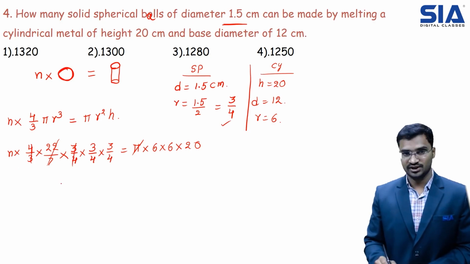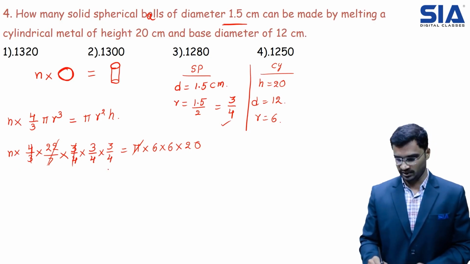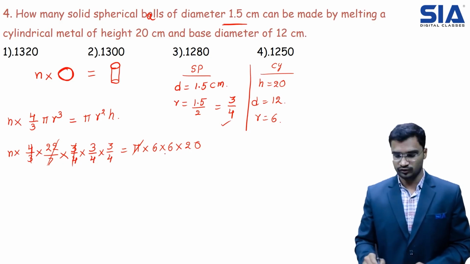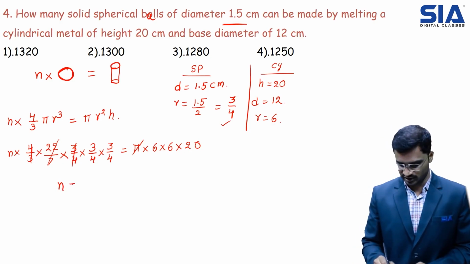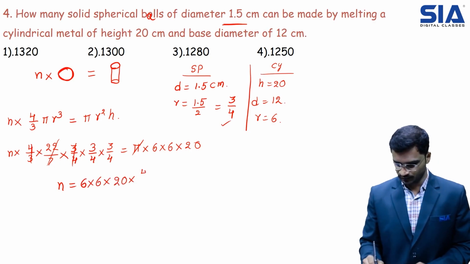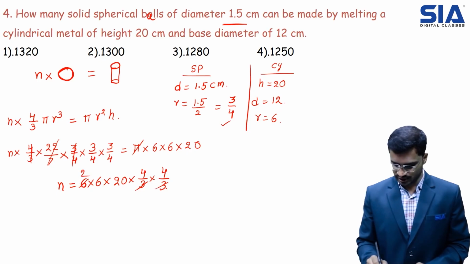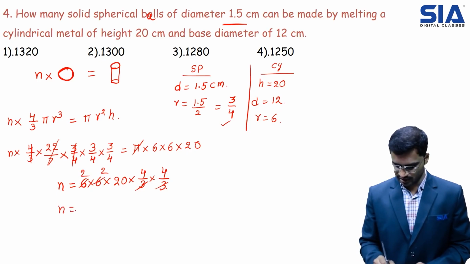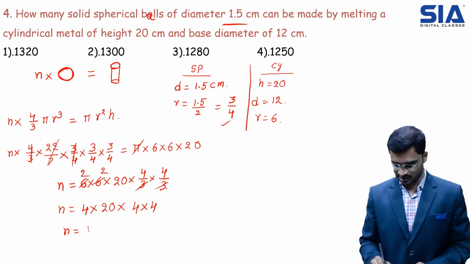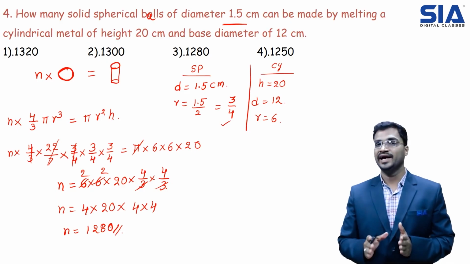Now what are we left with? We are left with n into 3 by 4 into 3 by 4 is equal to 6 into 6 into 20. Now we have to find only the value of n. n is equal to 6 into 6 into 20 into 4 by 3 into 4 by 3, as 3 by 4 becomes 4 by 3. Now 3 2s are 6, 3 2s are 6. So n is equal to 4 into 20 into 4 into 4. After multiplying this, we get an answer of 1280. So there are particularly 1280 balls made from this.